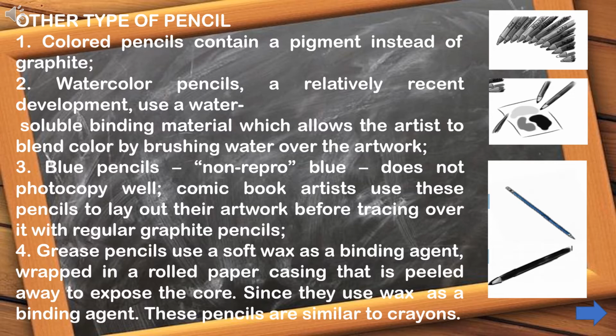Comic book artists use these pencils to lay out their artwork before tracing over it with regular graphite pencils. 4. Grease pencils use a soft wax as a binding agent, wrapped in a rolled paper casing that is peeled away to expose the core. Since they use wax as a binding agent, these pencils are similar to crayons.